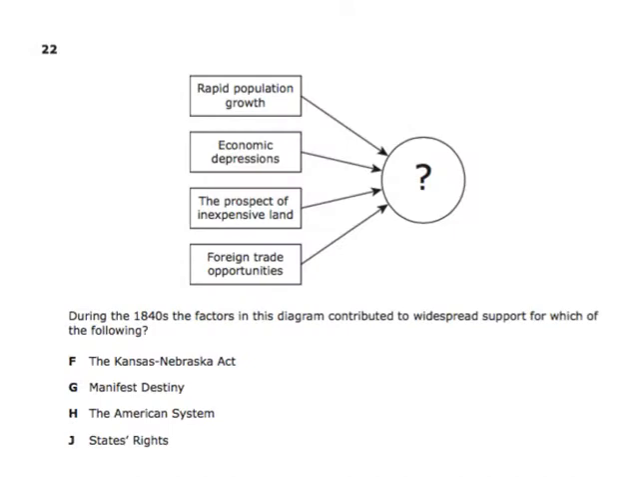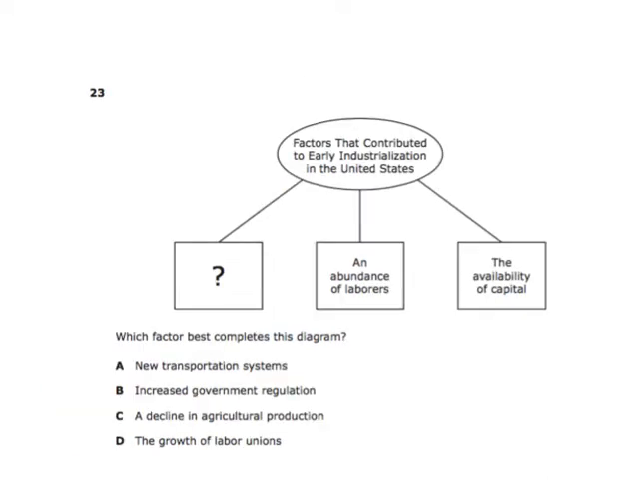Rapid population growth, economic depressions, the prospect of inexpensive land, foreign trade opportunities. All these pointing to one question. During the 1840s, the factors in this diagram contributed to widespread support for which of the following? Manifest destiny. We just talked about it. The growth of the country from sea to shining sea, gaining all the land that we can. All these things point to manifest destiny.